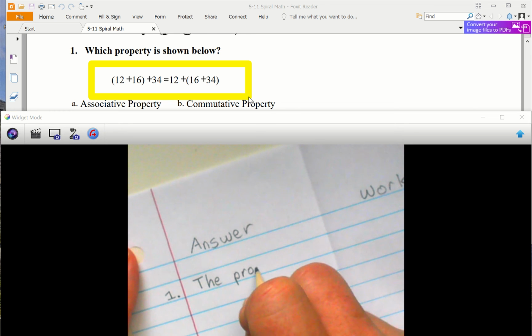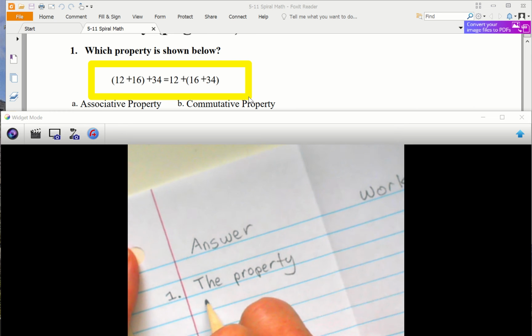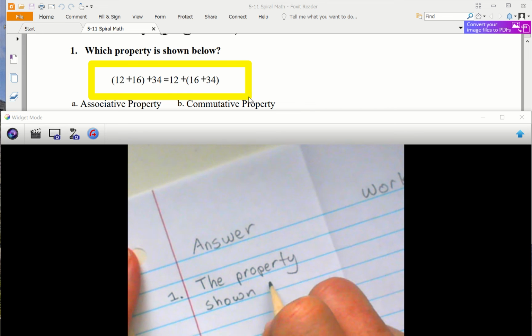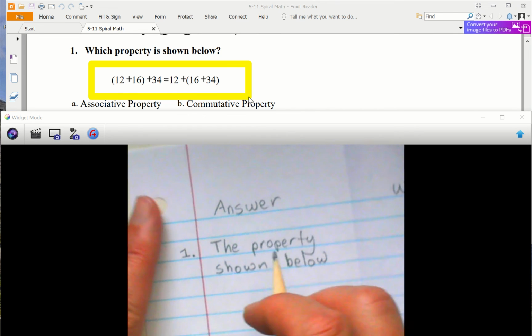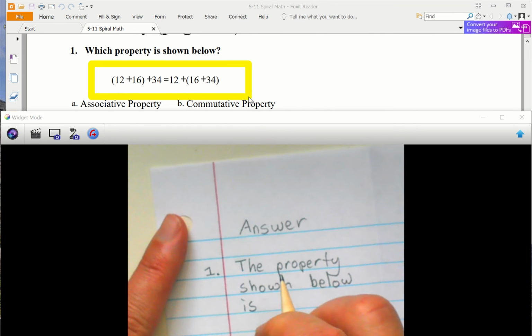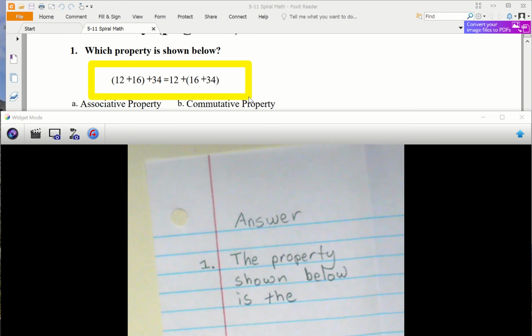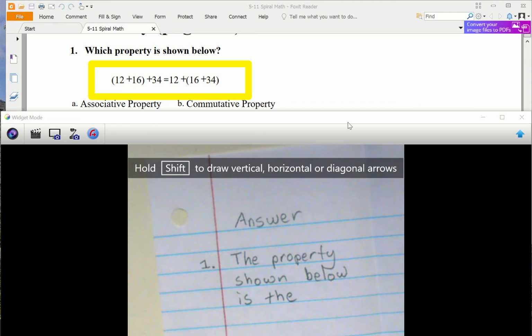The property shown below is, and I'll put the blank. Okay, so the property shown below is the blank. When I look at this one, boys and girls, I notice that the numbers don't change. The numbers 12 and 16 and 34 don't change, so that leads me to believe that it's not going to be the commutative property.